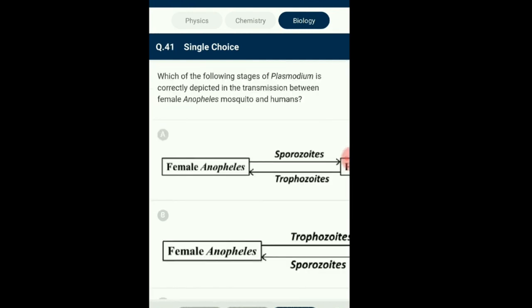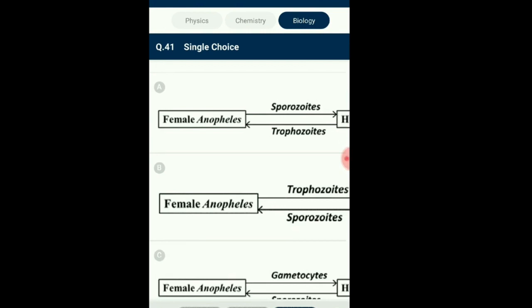Question number 41. Which of the following stages of plasmodium is correctly depicted in the transmission between female Anopheles mosquito and humans? When the female Anopheles mosquito bites a human for a blood meal, it injects the sporozoites of plasmodium into the skin wound. Thus, the sporozoite stage is the infective stage of plasmodium in humans. These sporozoites reach the bloodstream and migrate to the liver. They infect liver cells, generally called hepatocytes, where they divide asexually to form many merozoites.